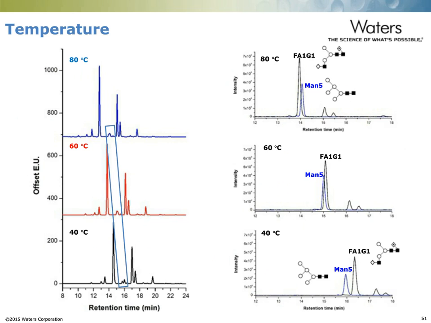If we look at 2 specific structures, looking at the mannose and the FA1G1 structure shown here, we can see that as we decrease the temperature of our separation, we're actually gaining some of the resolution of the mannose species against that other component. So certainly temperature, depending on the structures you're looking at, would be something to consider to potentially improve that resolution.